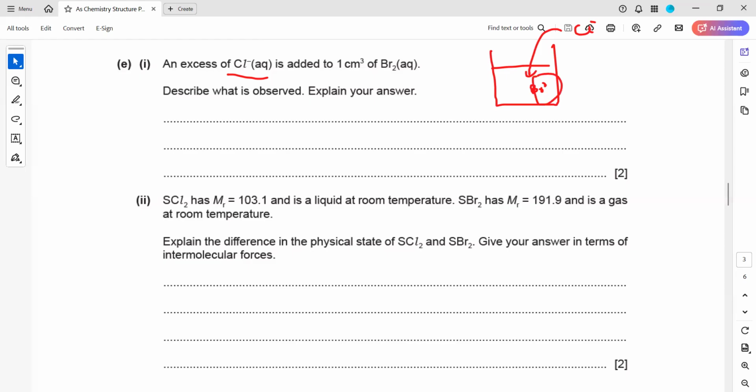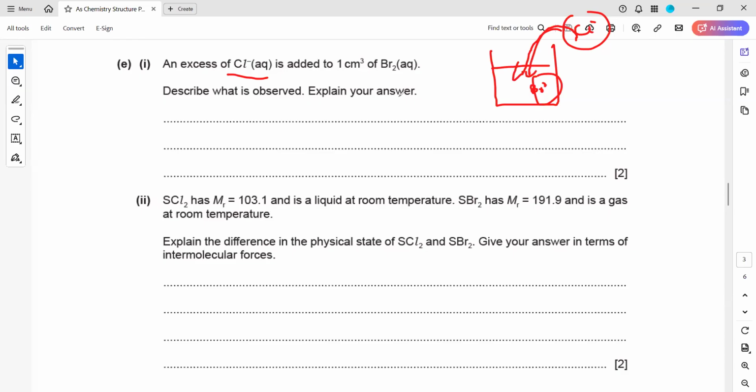And what is the color of the chloride ion? These halide ions, chloride ion, bromide ion, iodide ion, their solutions are all colorless. So if I add a colorless substance to an orange substance and the reaction is not taking place, what will happen? It will remain orange. It won't change color.